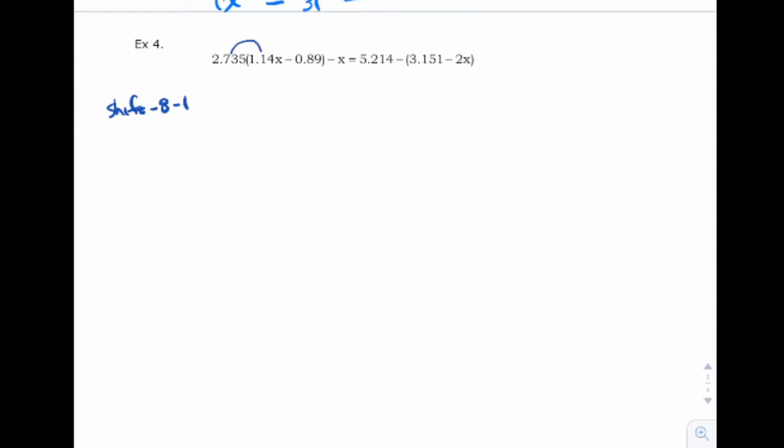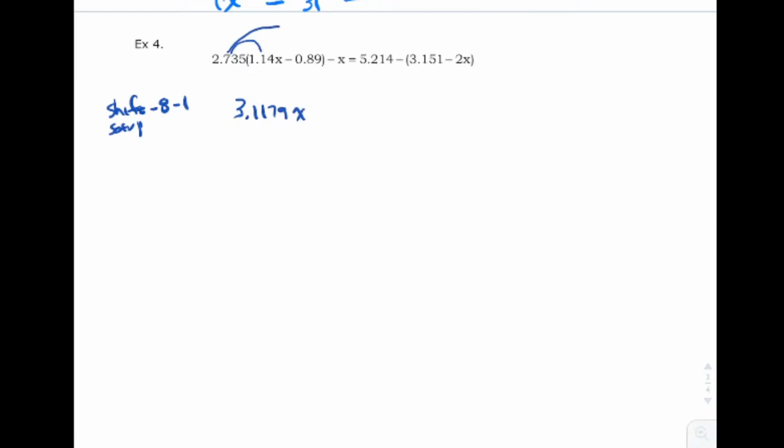Shift, setup, and then an 8 for normal, and then a 1 for normal type 1. Then I say 2.735 times 1.14 equals 3.1179x.